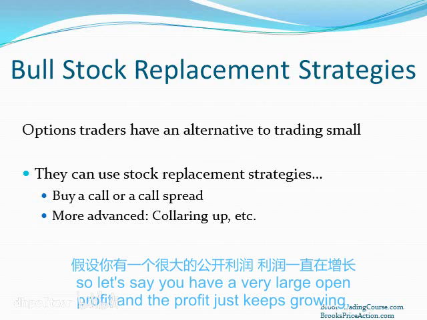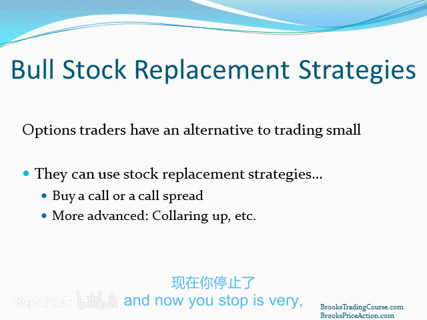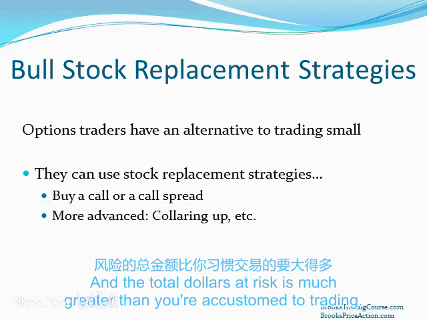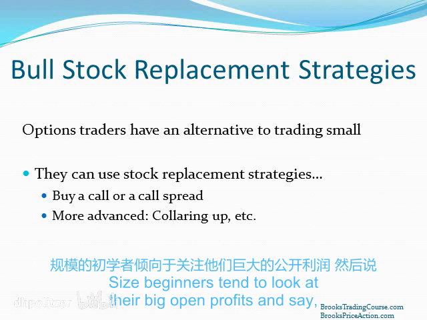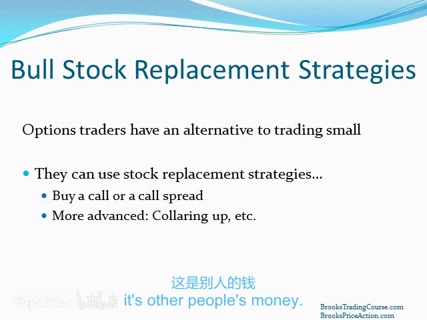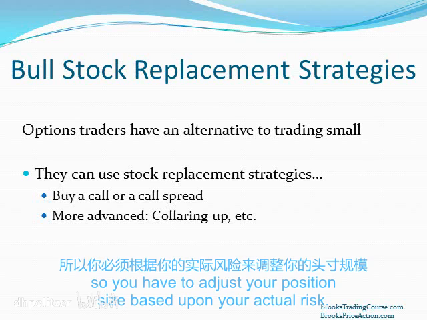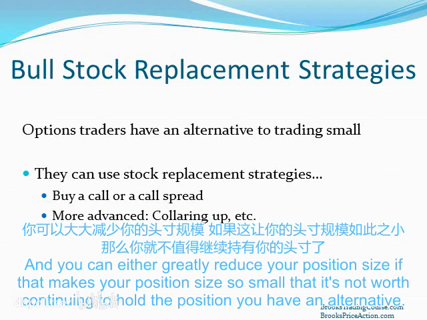So let's say you have a very large open profit and the profit just keeps growing and now your stop is very, very far away and the total dollars at risk is much greater than you're accustomed to trading. So you know you have to reduce your position size. Beginners tend to look at their big open profits and say, hey, it's other people's money. No, it's not. It's in your account. It's your money. So you have to adjust your position size based upon your actual risk at the moment.